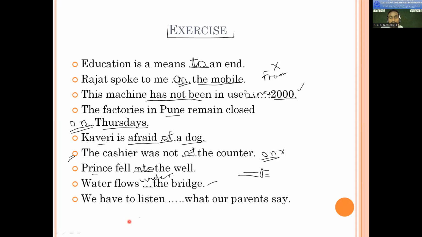Then next, we have to listen dash what our parents say. Here also you are going to use to. So we have to listen to. Listen to is a phrase. So we have to listen to what our parents say. Like this, people use it.